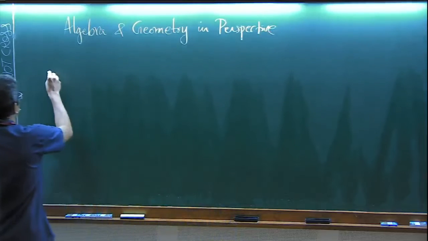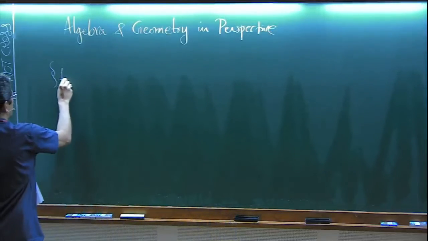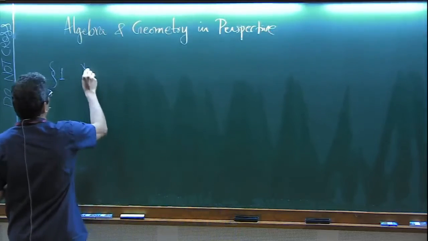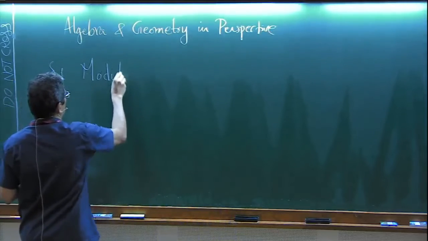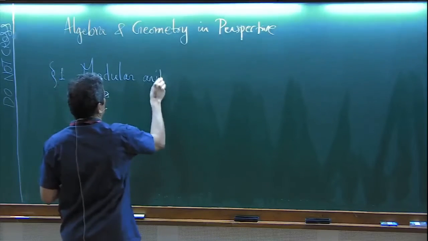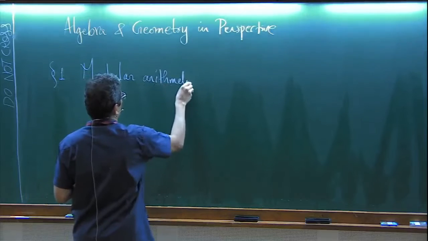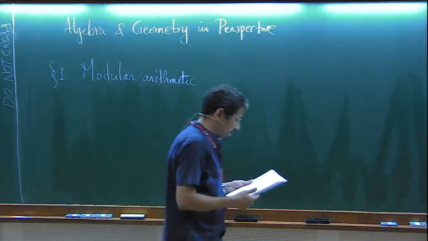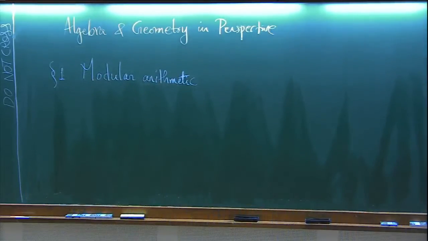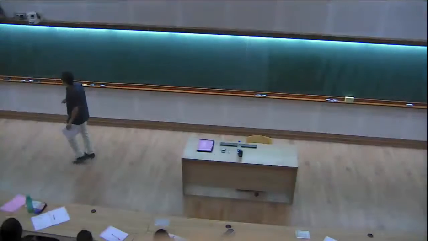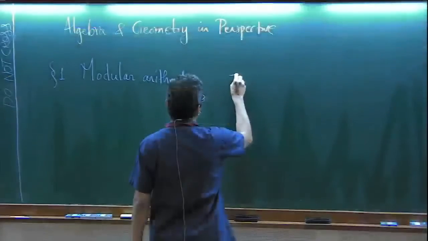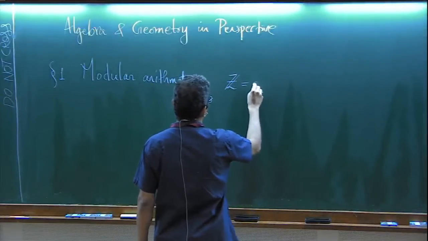Okay, I'll first start with modular arithmetic. This may or may not be familiar to you, but in some form you have already seen this. Let me fix notation here. For integers, I will use Z. So Z is equal to the set of integers.